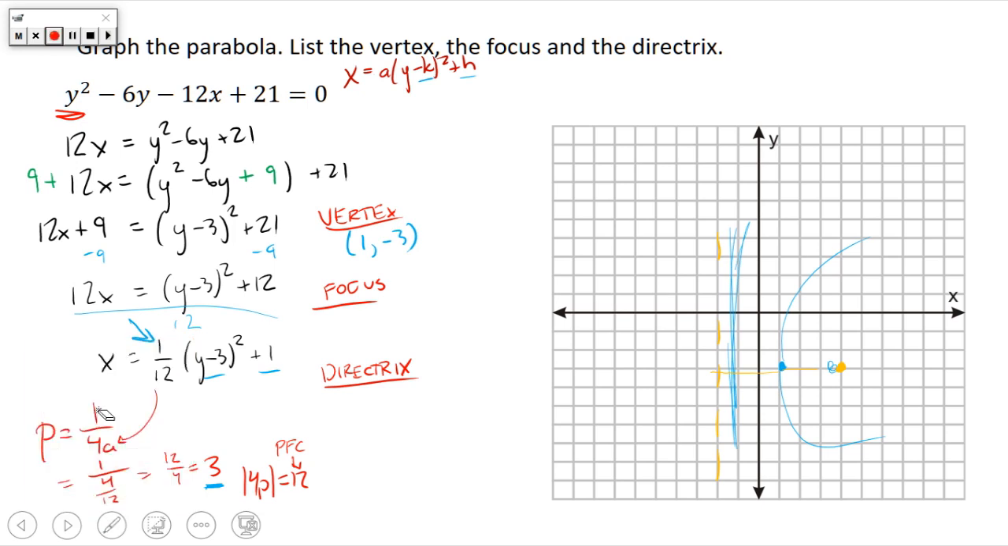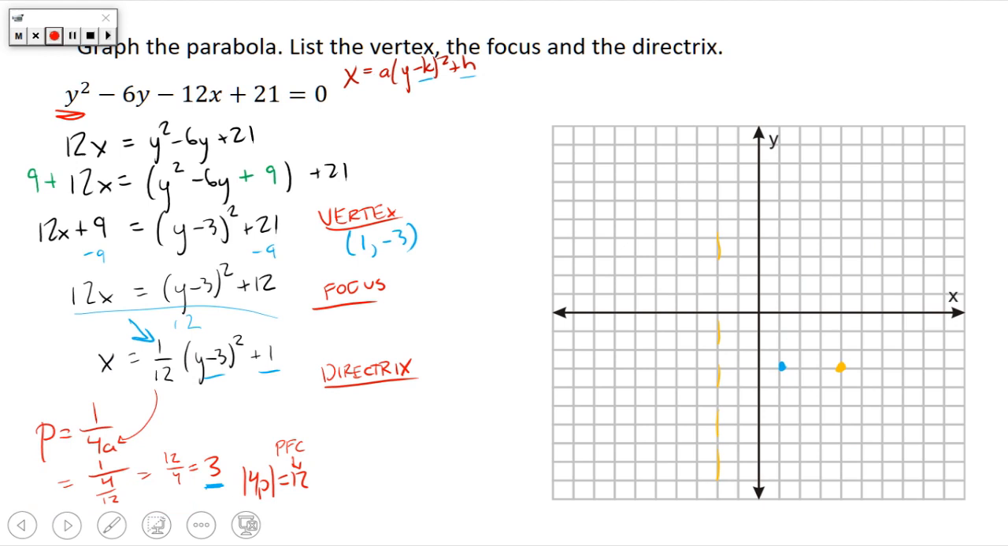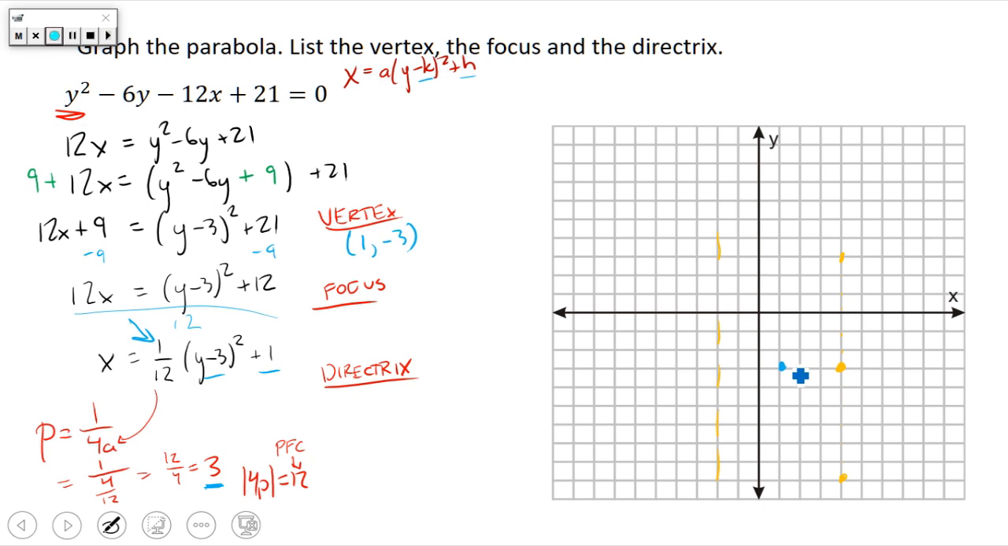So I'm going to delete the blue lines now. Now that I have that, that's pretty much everything. I can now get into some detail. Because of that primary focal chord length of 12, if I go 6 left and right from the focus, 1, 2, 3, 4, 5, 6, there's a point there. If I go 6 down, 1, 2, 3, 4, 5, 6, right there, the parabola is going to go through those points. So I might as well just sketch in the parabola right now. It's going to do this.